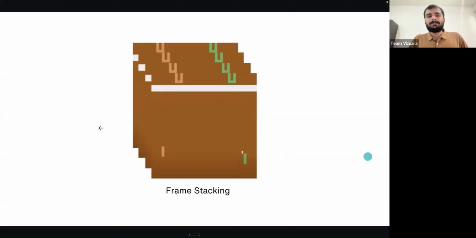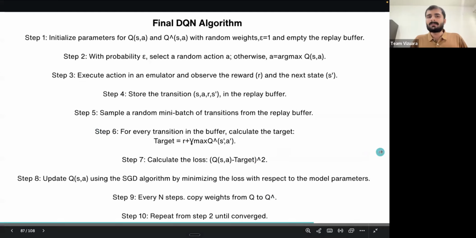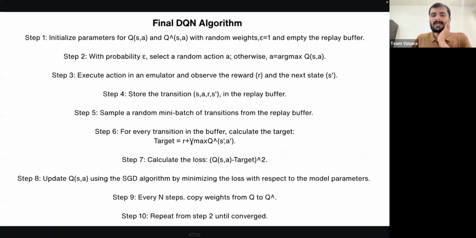And then this is the final DQN algorithm. It looks like a lot of text I have added on the slide, but let's understand this. So the first step is we initialize parameters for our Q network and the target network, which is denoted by Q hat, with random weights. Initially, epsilon value is pretty high. You can see here, epsilon value is 1. And then the replay buffer is currently empty.